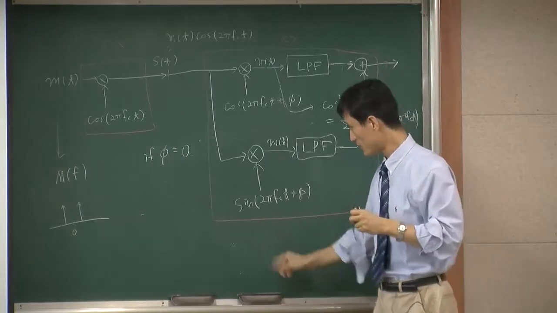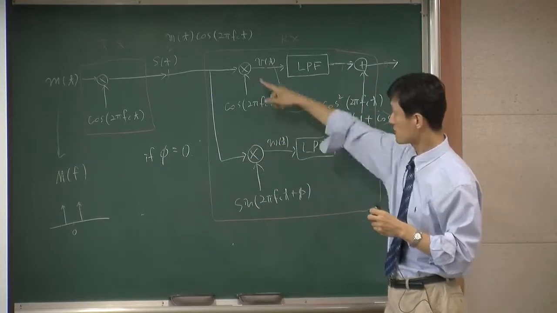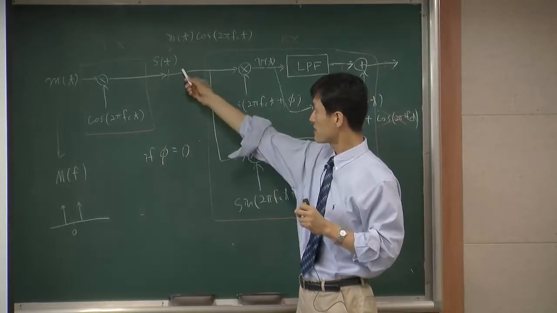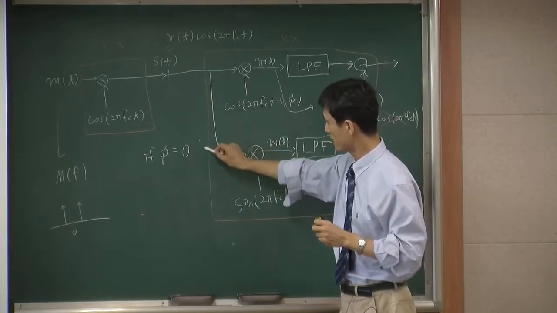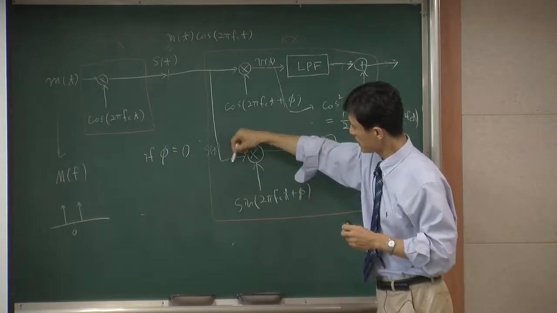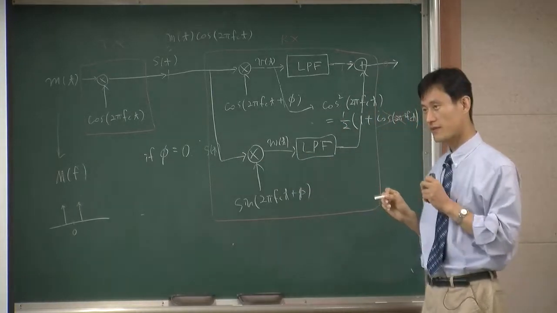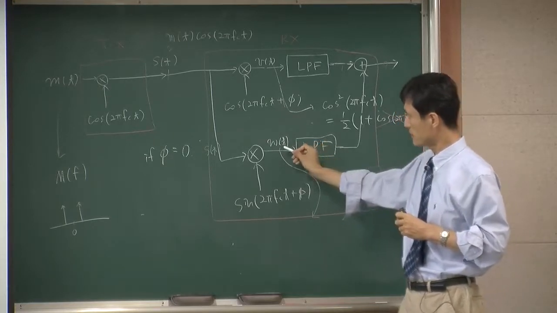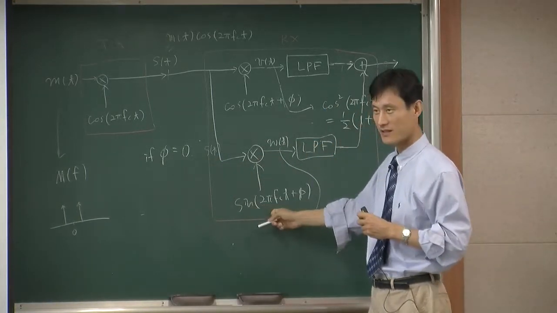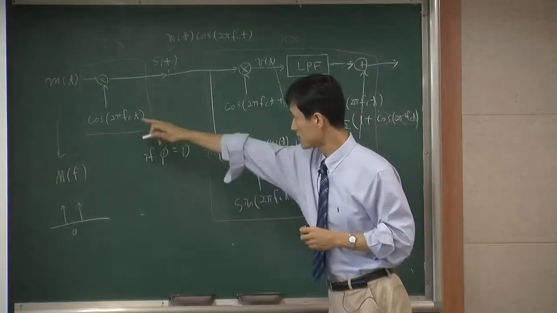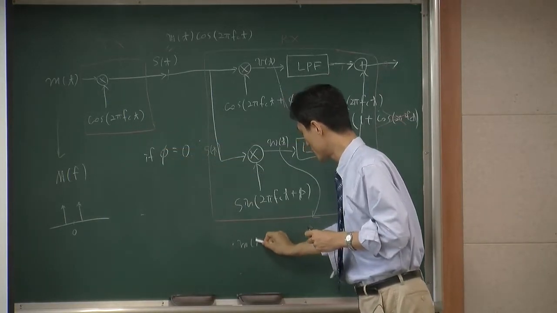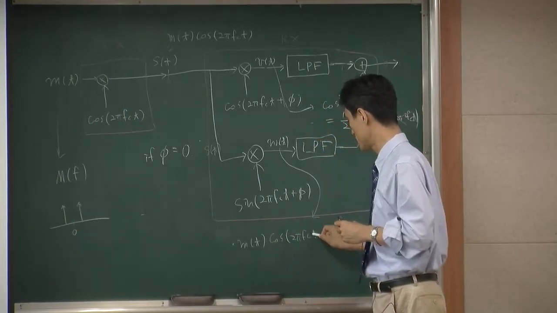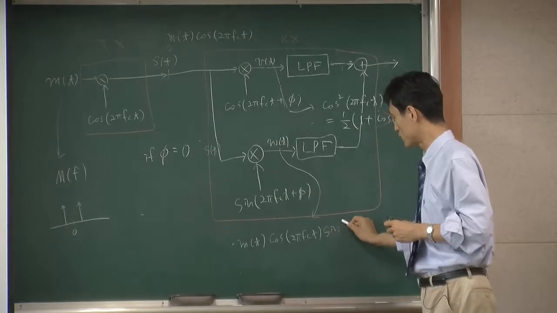Let's do the same thing for this Q channel. This is the I channel. Let's say again the phase mismatch is 0. You get S(t) and put it here. Here we have S(t), right? Let's put S(t) into this Q channel and see what happens. Let's look at this W. This W is S(t) times sine. S(t) is originally m(t) times cosine, so eventually it's m(t) times cosine 2 pi fc t, multiplied by sine 2 pi fc t.